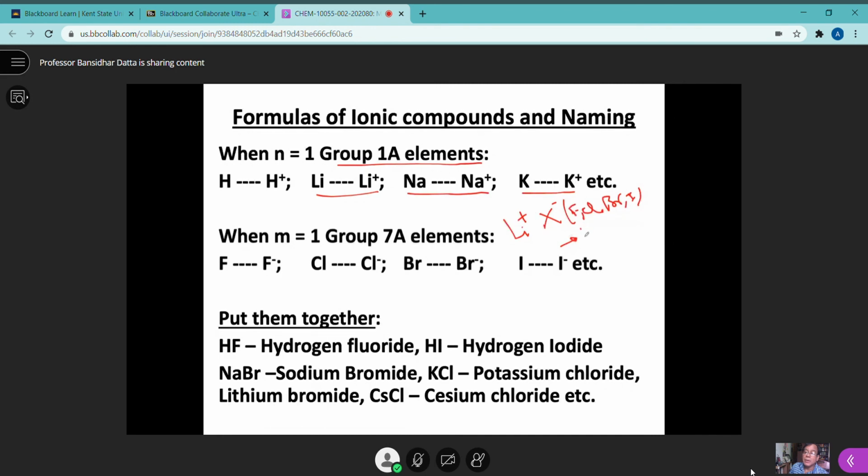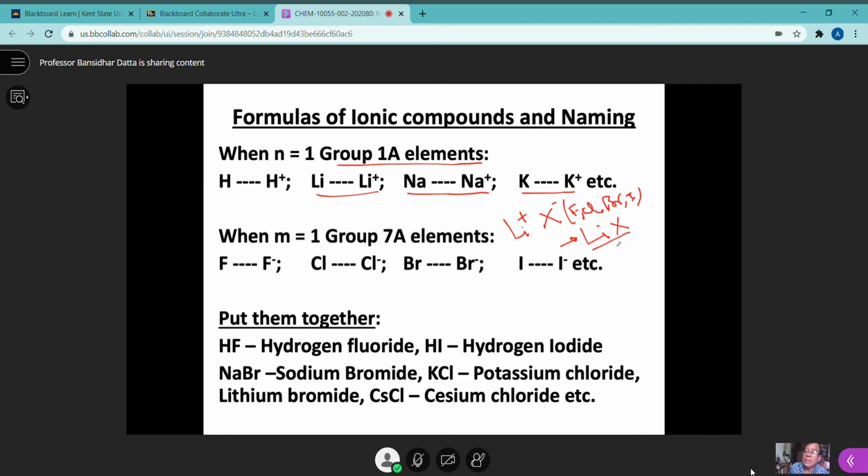What will happen? You'll have lithium X. So if X is fluorine, what will be the name? Can someone tell me? When X equals F, what's the name of the compound? Lithium fluoride. If X is Cl, lithium chloride. If X is Br, lithium bromide. If X is I, lithium iodide.